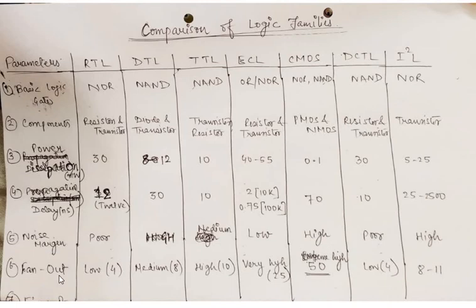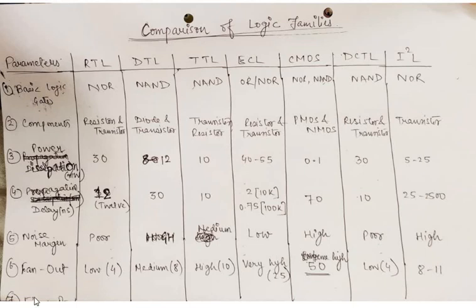Now fan out, the maximum number of gates that can be driven, right? The maximum number of gates for RTL is very low, which is 4. DTL is medium, up to 8. TTL is high, yes, it can drive 10 gates. Then ECL is very high, 25. Now CMOS is the one, again stealing the show, with 50 gates that can be driven, which is extremely high. So CMOS is very much used for driving similar gates, and extra devices are reduced. Now DCTL again has low fan out, and I square L lies somewhere between 8 to 11.